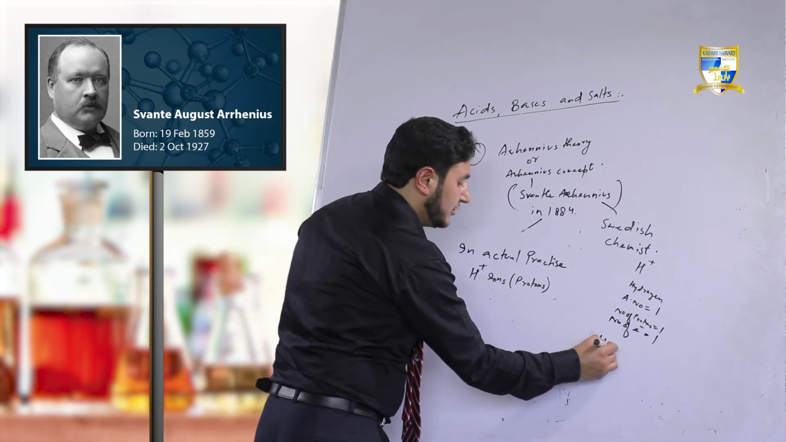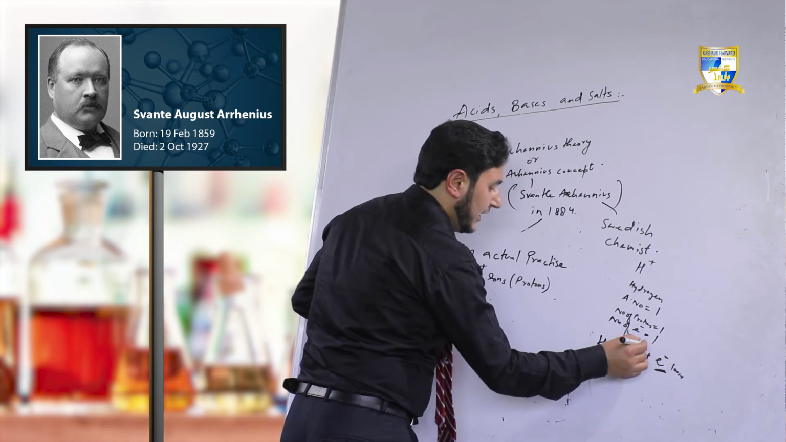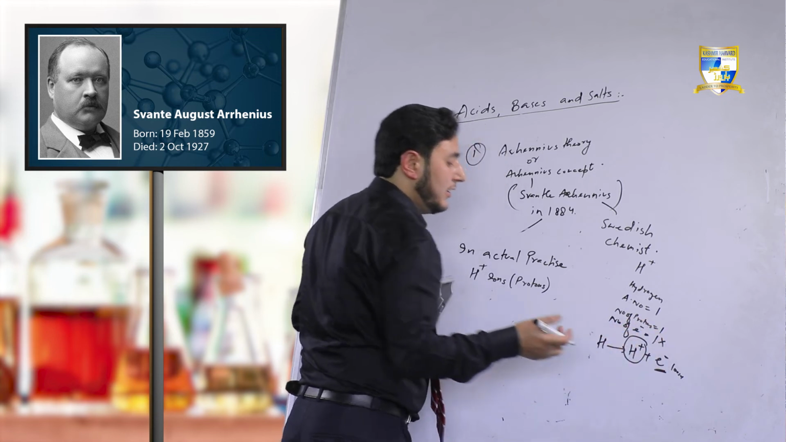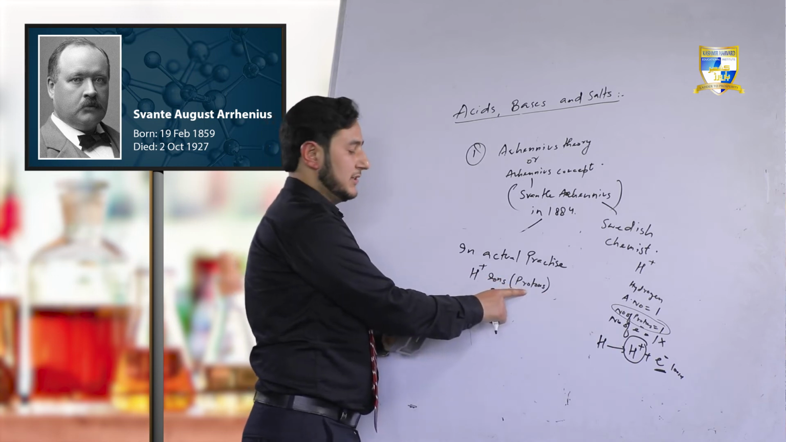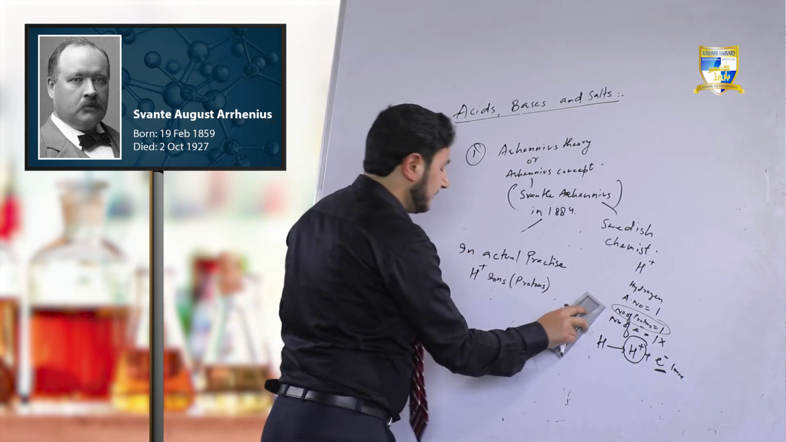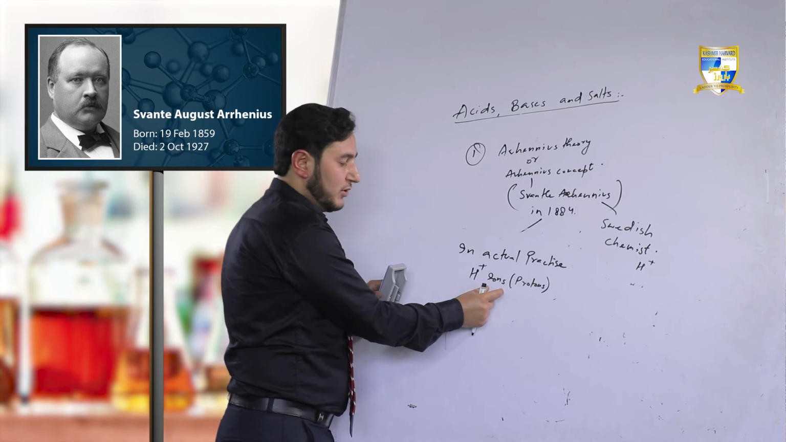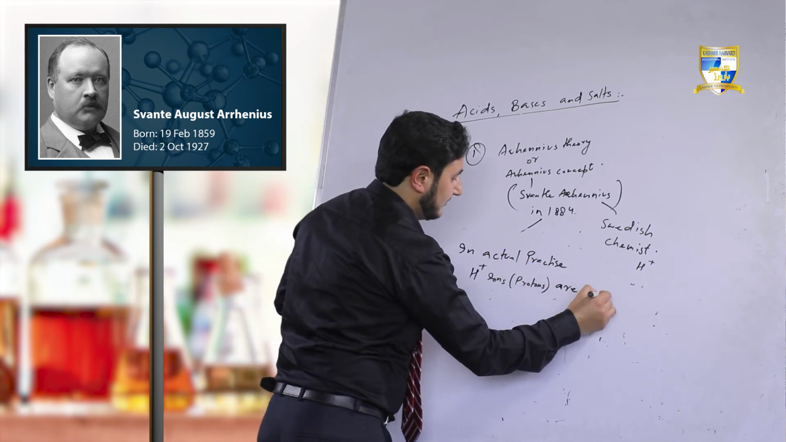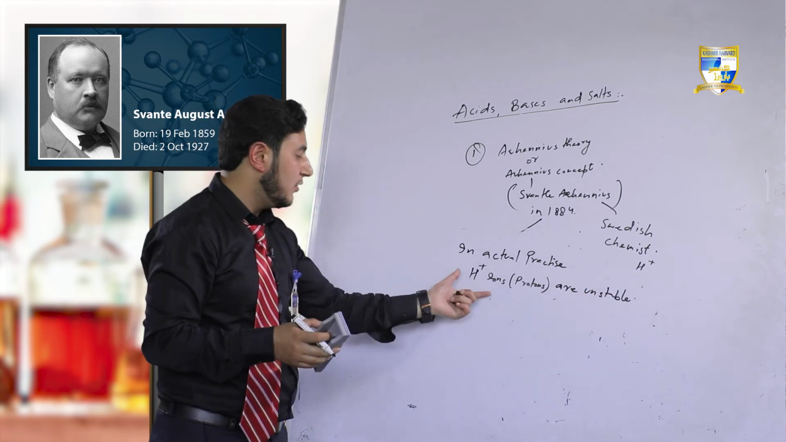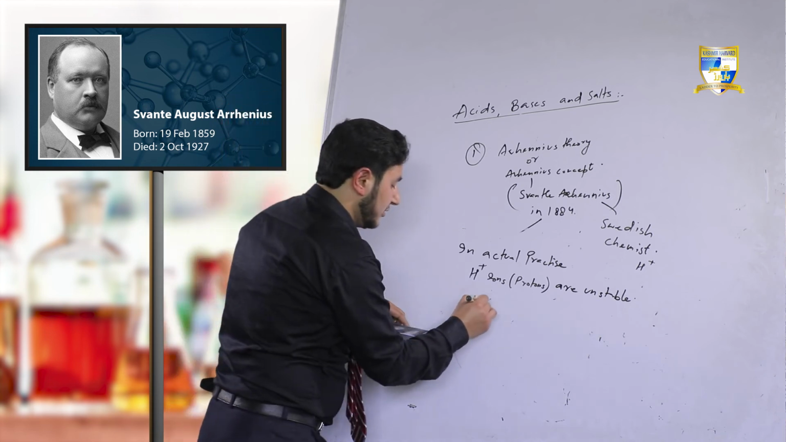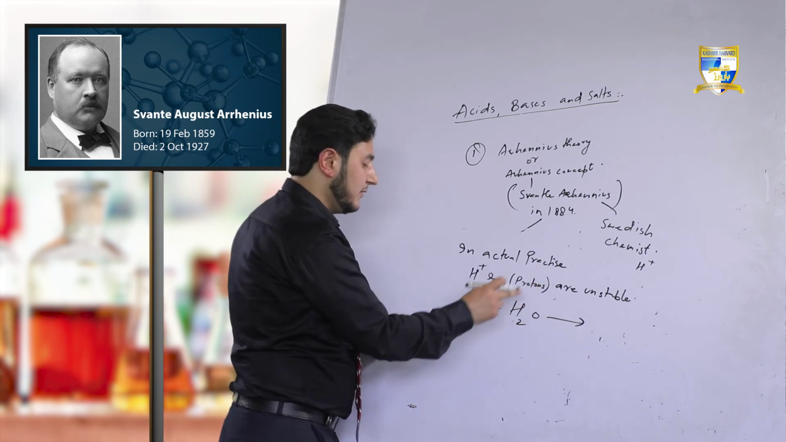Okay, fine. When hydrogen loses an electron, it forms H positive. So in H positive, 1 electron is lost. What remains there? There is only a proton. So we say H positive is a proton. In actual practice, what we see is that protons, H positive ions, are unstable in water. Fine. What do they do? H positive ions react with the surrounding water molecules.